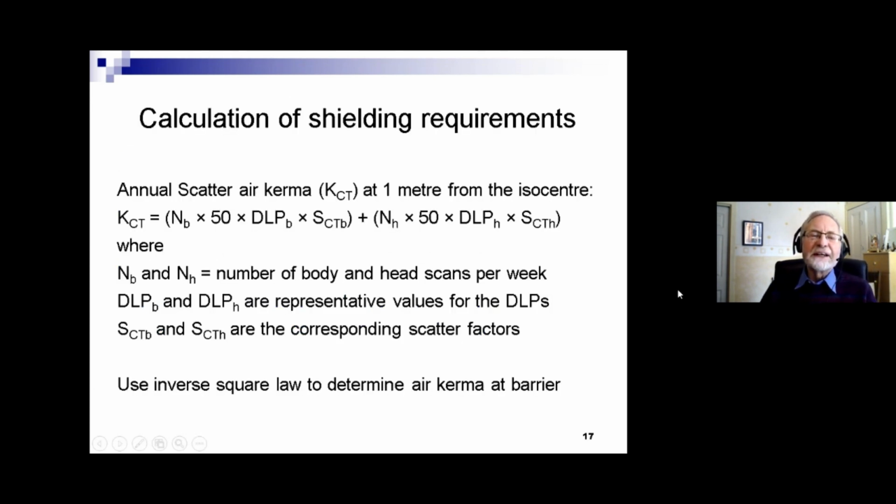So to calculate the amount of scatter, we use an equation like this. So this is the number of scans per week multiplied by the number of weeks, multiplied by the DLP, and then multiplied by the scatter factor. So this is for the body and this is for the head. So we do the two calculations separately and add them, and then we'll use the inverse square law to calculate what the value is at a particular wall.